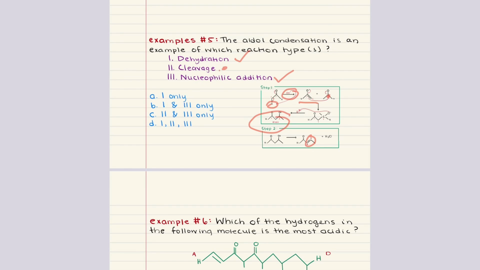Now, for statement 2, cleavage, this does not happen during a standard aldol condensation. No bond is broken between atoms in a way that produces two separate fragments, which is what this statement is referring to. So statement 2 is incorrect. Only 1 and 3 are true. Therefore, the correct answer for problem 5 is B.